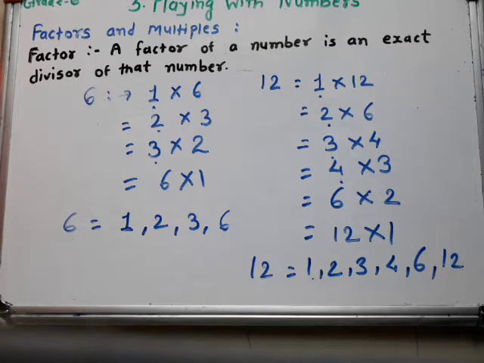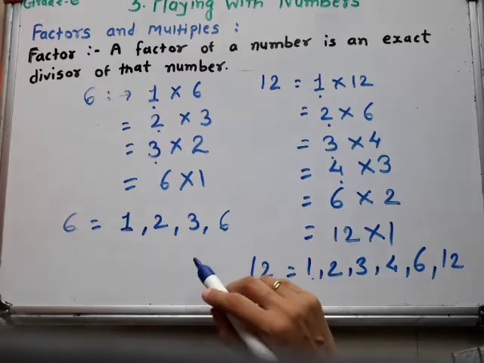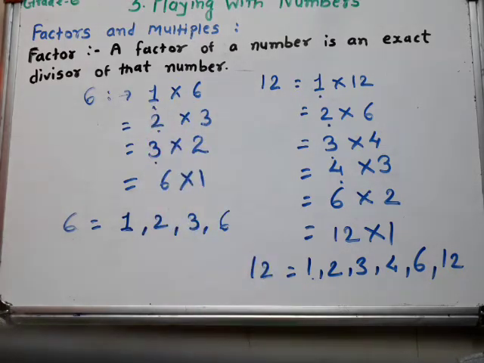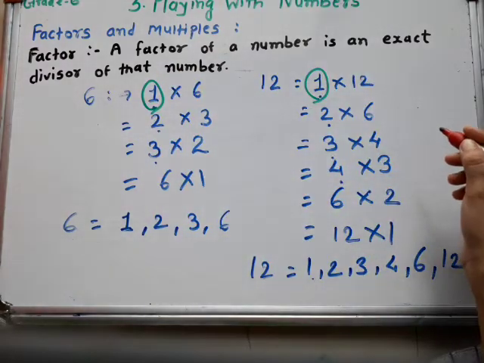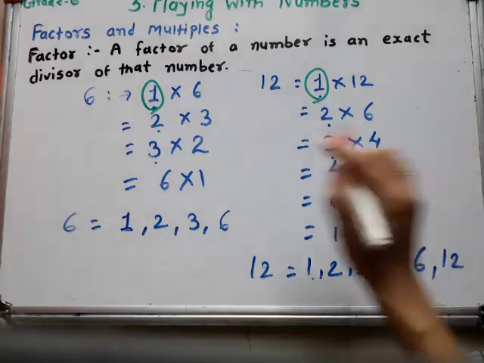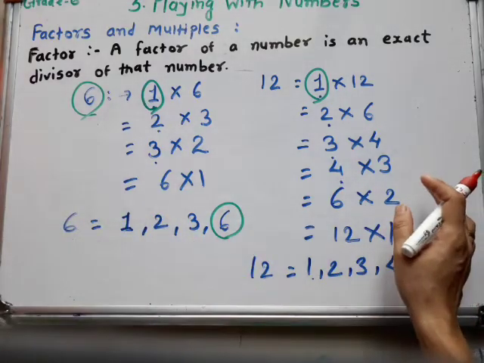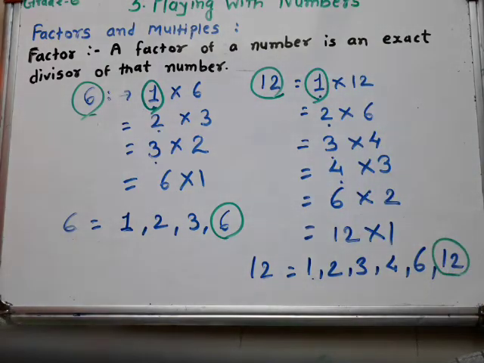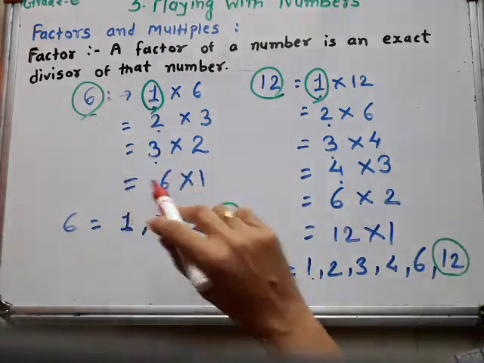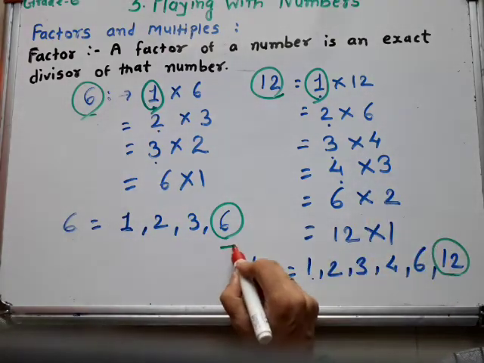Okay, and so remember this, 1 is a factor of every number. Then every number is a factor of itself. So the factor 6 is a factor of itself. Every number is a factor of itself. 12, 12. Okay, so here again we write this: every number is a factor of itself and it is the greatest factor.